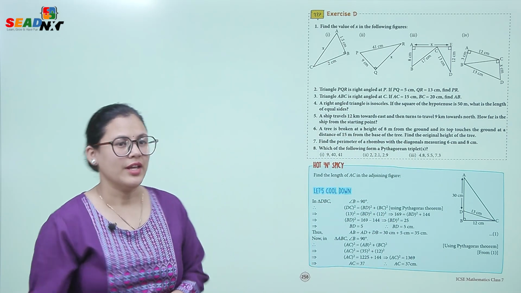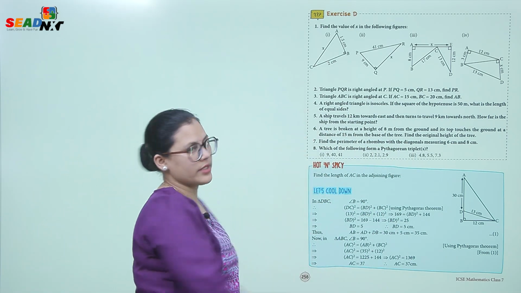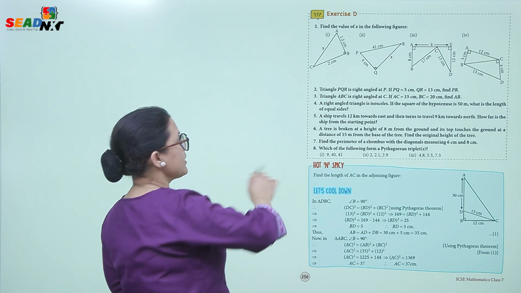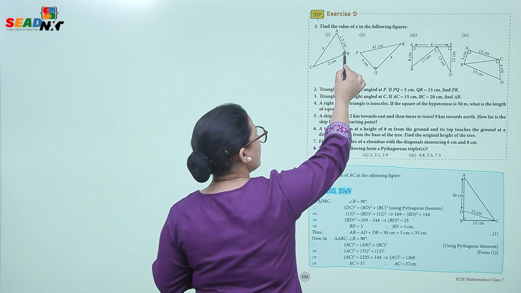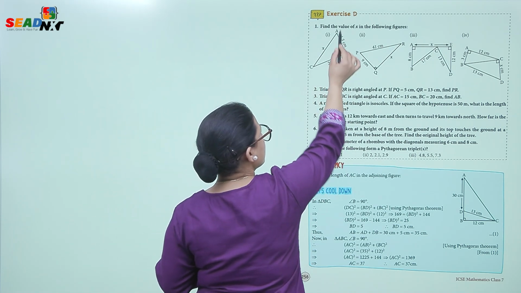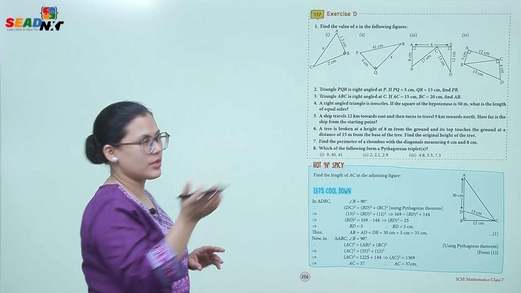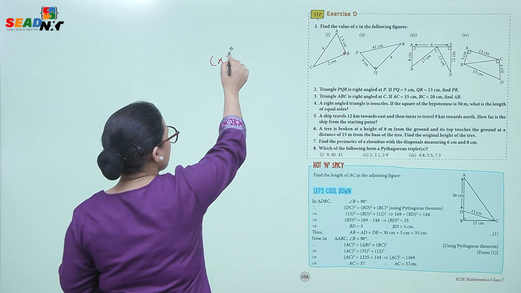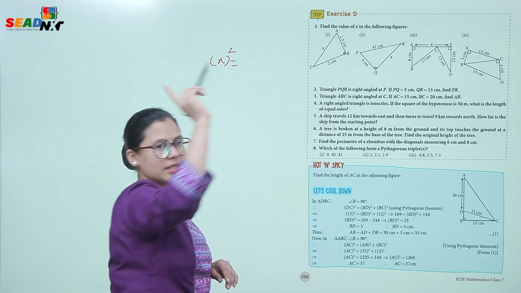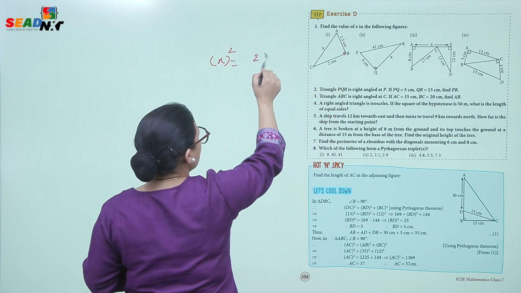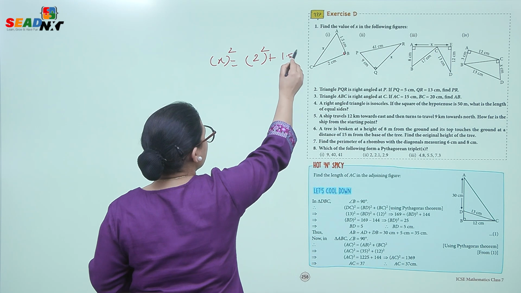Exercise D. Find the value of x in the following figures. Okay, so look carefully. This is the right angle triangle. This is perpendicular, this is base, and we have to find out the hypotenuse. So hypotenuse is x. We know that hypotenuse square is equal to base square plus perpendicular square. So here, 2 square plus 1.5 square.